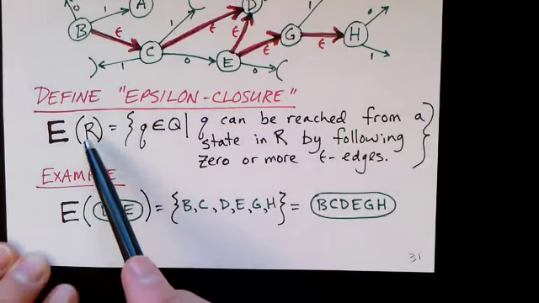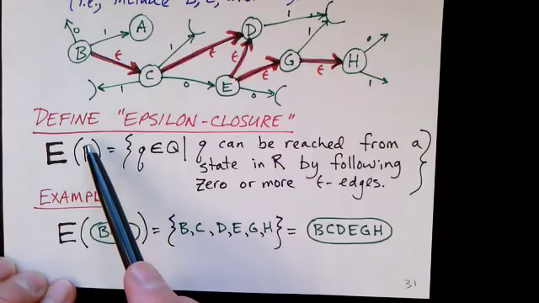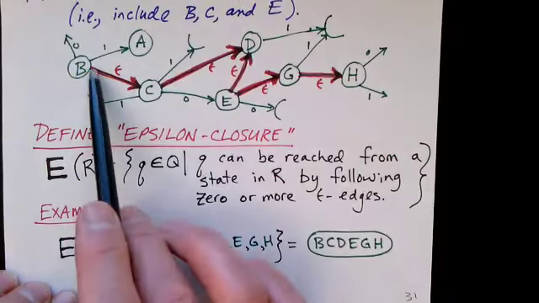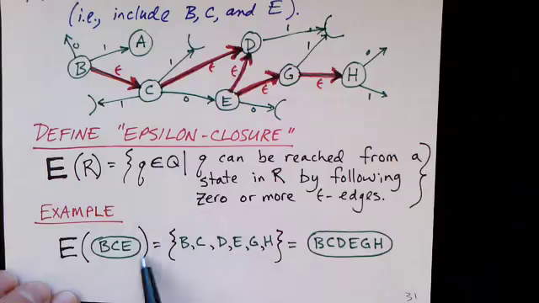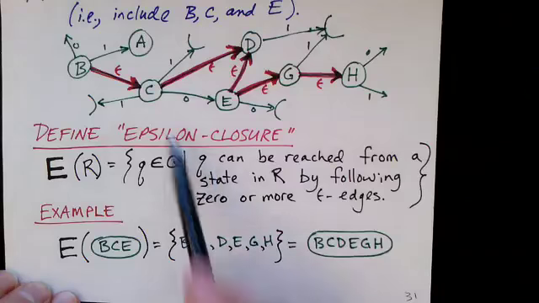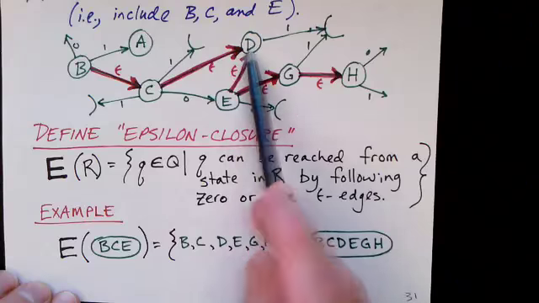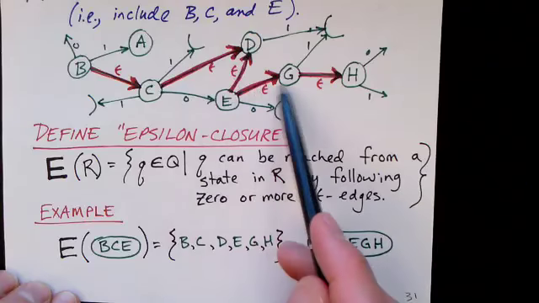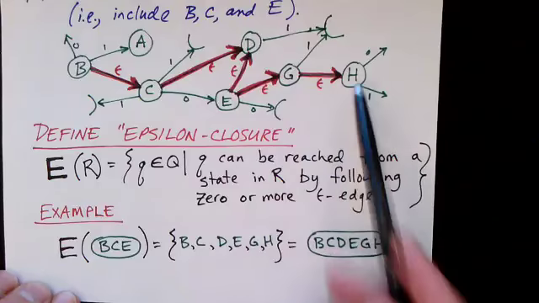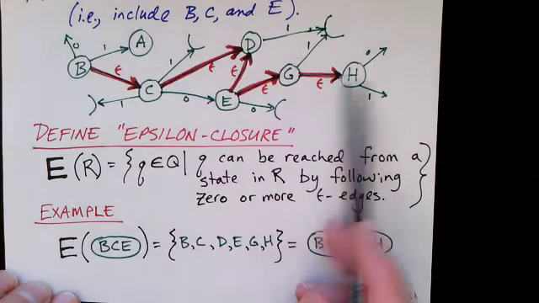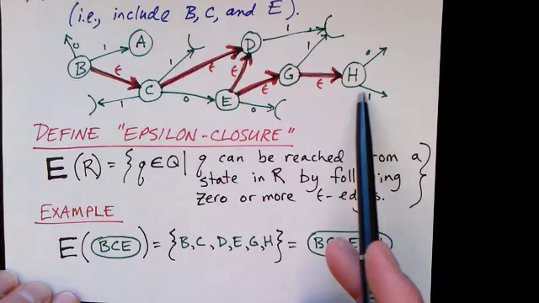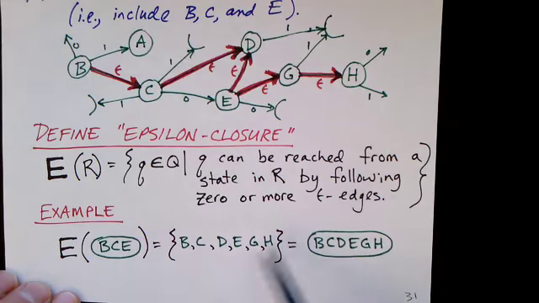Okay, so we can ask, what is the epsilon closure of a set of states? Let's say we've got our set of states B, C, and E. If we're in state B, C, and E, where else could we be? Well, we could be in D, because we could get there from C or E. We could be in G, and from G we could get to H, so we have to include H as well. But there are no further epsilon edges, so that's the limit of how far we can go.